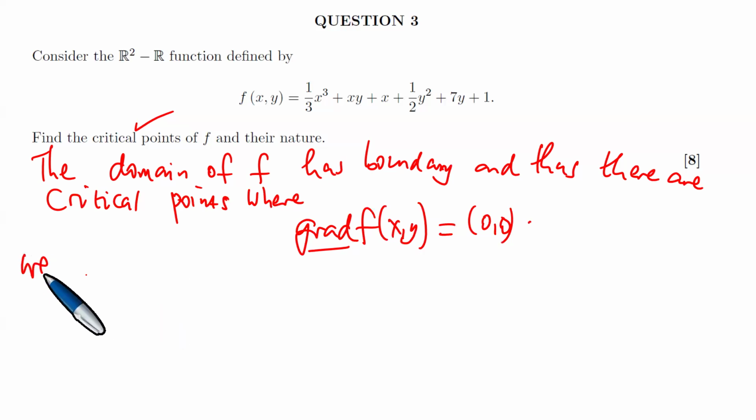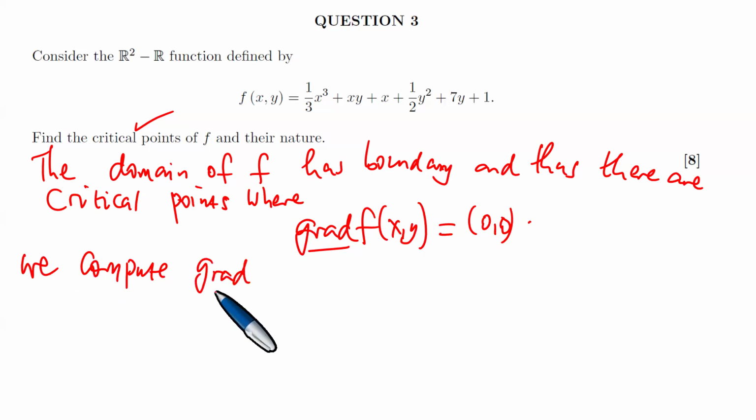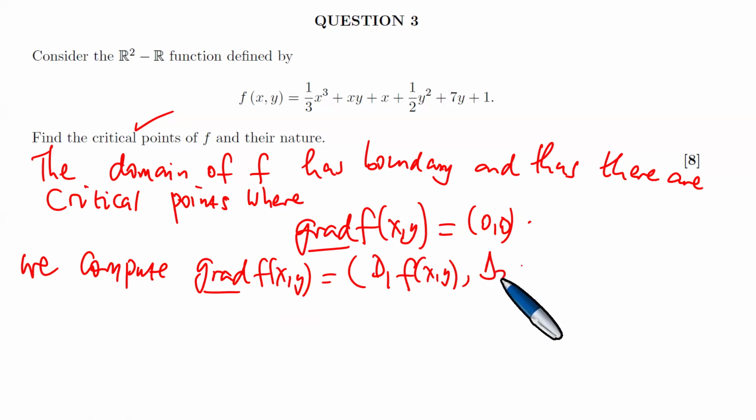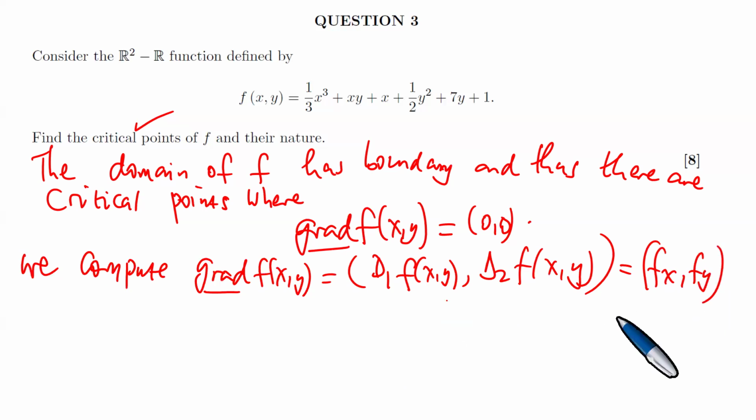We compute the gradient of the function f. In the spirit of this module, we say d1 f of x and y, d2 f of x and y. This kind of notation is also popular, but you can also write this as fx, fy. It's the same thing, because d1 is the derivative with respect to x, and d2 is the derivative with respect to y. And this must be 0 and 0.